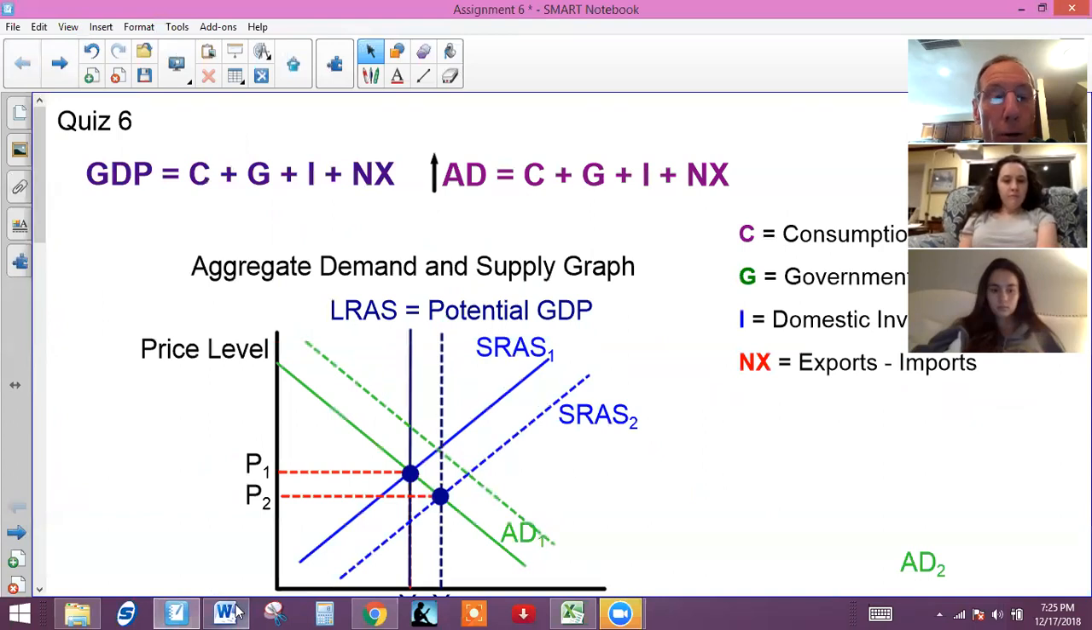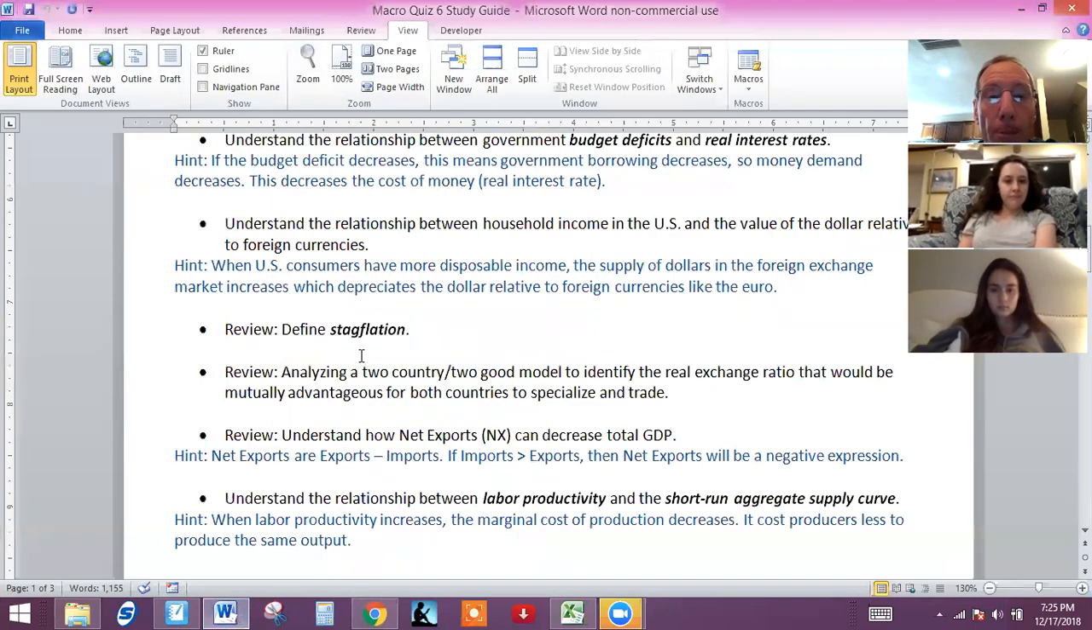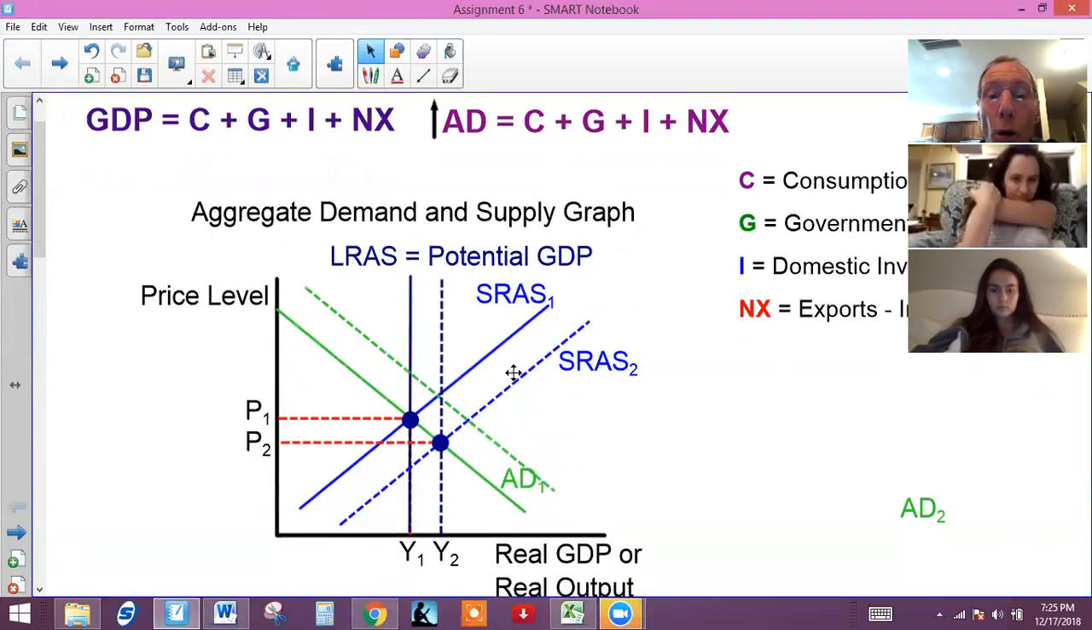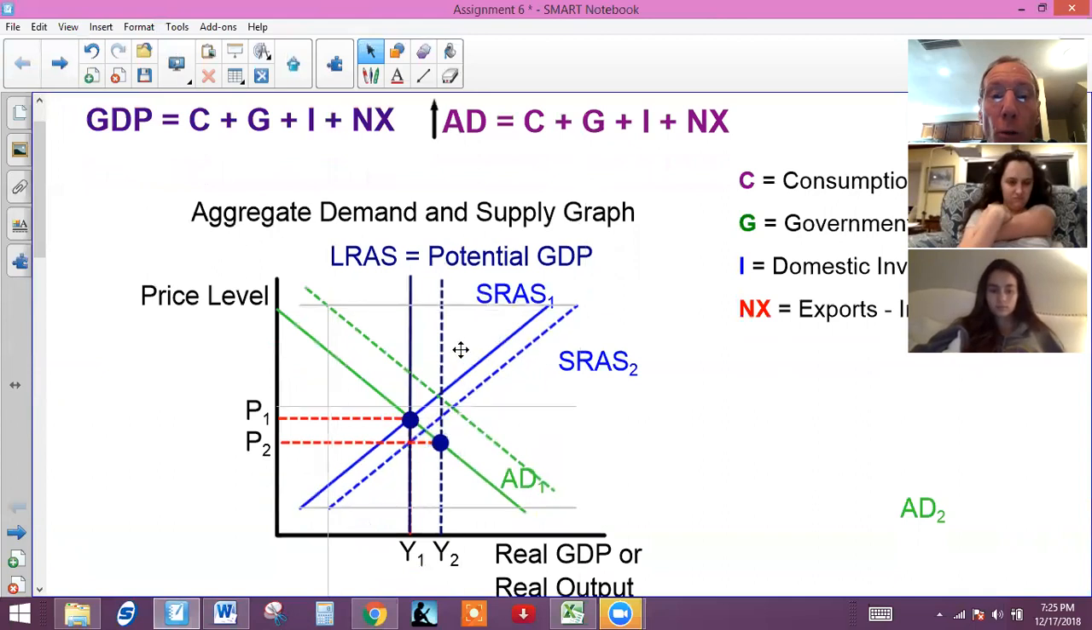I want to show. Okay, so, okay. The short run aggregate supply shifts to the left. That's stagflation. So you end up with a situation where you have not only higher prices, right?